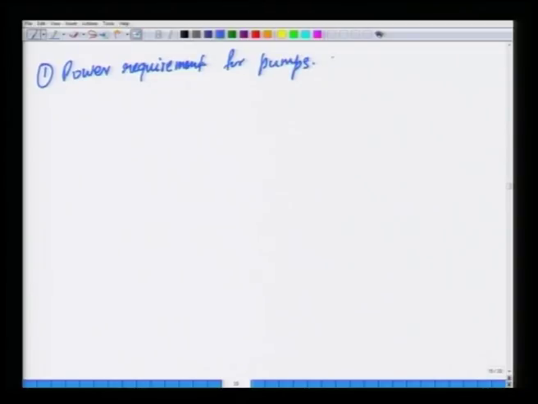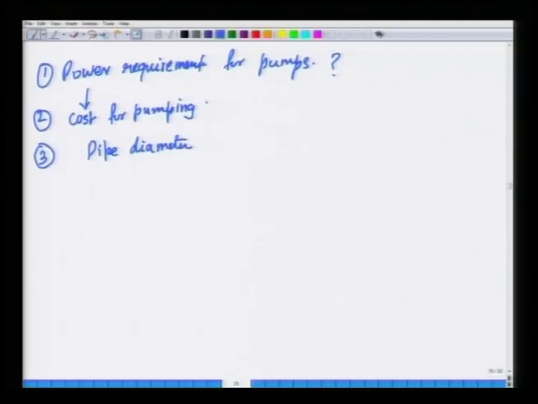Okay. This is one question, and related to this is the cost of pumping. Another question is, what is the pipe diameter that one must choose? For example, we will see later that a larger diameter means lower pumping costs, but also a larger diameter means more initial investment, because you have to construct pipes.